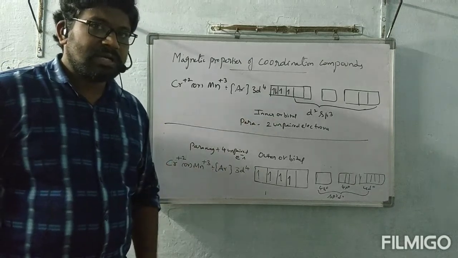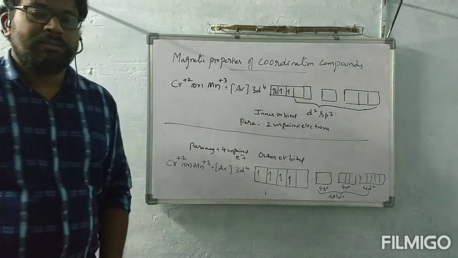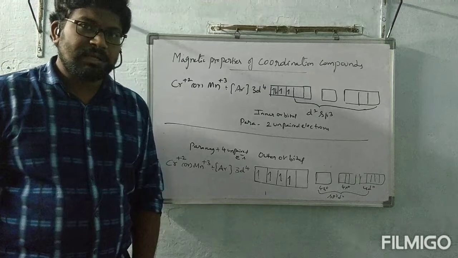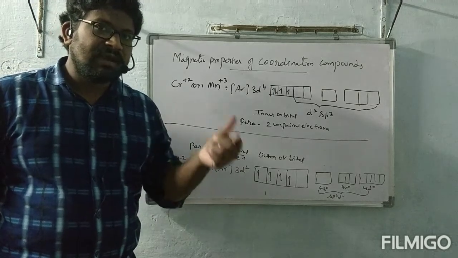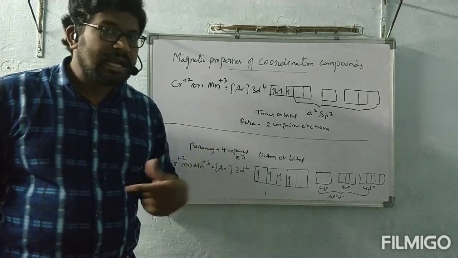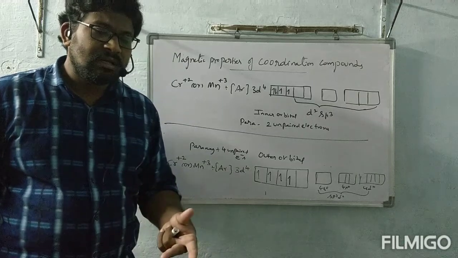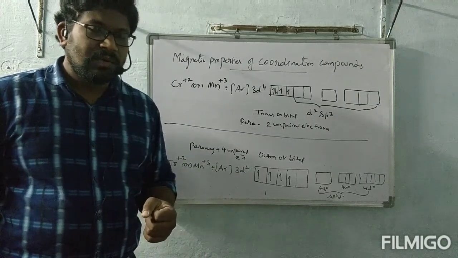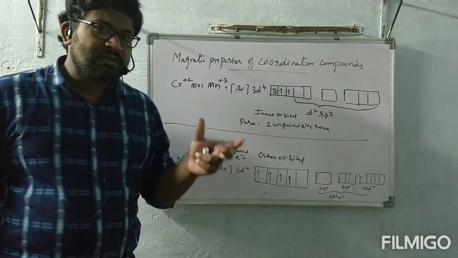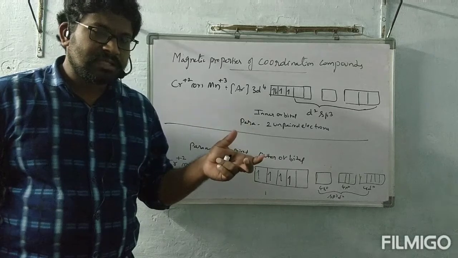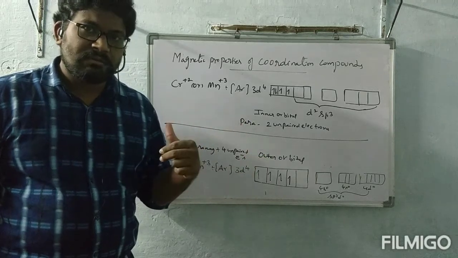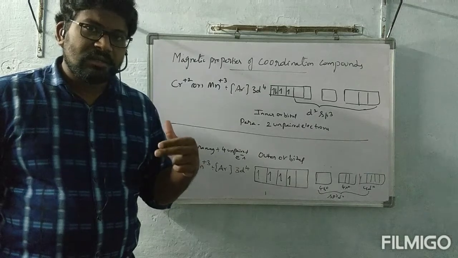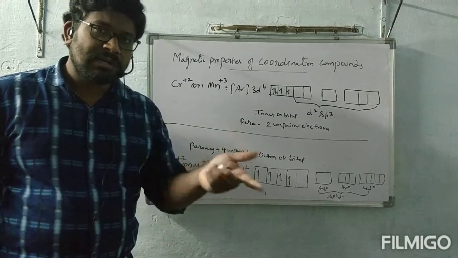In the previous class we have seen cobalt complexes. In one complex, cobalt is bound with NH3 ligands. In another complex, cobalt is bound with chlorine ligands. With the NH3 ligand, it will form an inner orbital complex. With Cl6, it will form an outer orbital complex.